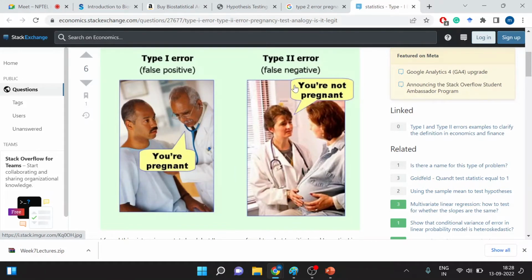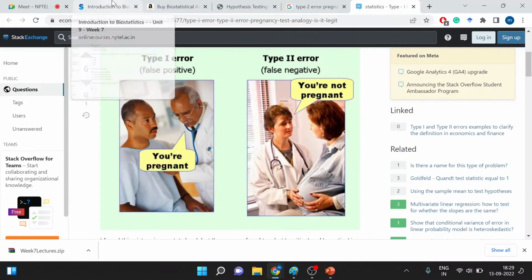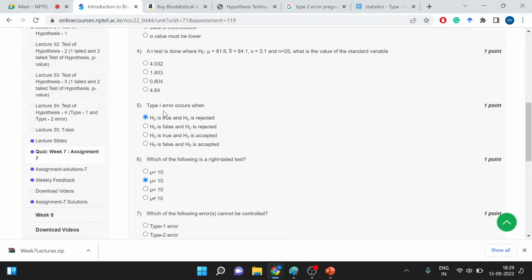And a type 2 error is when the hypothesis you're testing is actually true. That is, she is pregnant, and the null hypothesis is you're not pregnant, and you falsely accept the null hypothesis. So that is a false negative. When you falsely accept the null hypothesis, it's a false negative. And when you falsely reject the null hypothesis, it's a false positive. So the false positive comes under a type 1 error, and the false negative comes under a type 2 error. Is that okay? If that's okay, then you should be able to answer this.